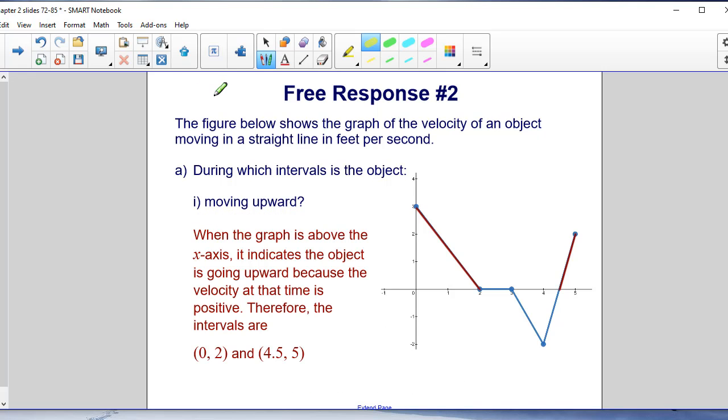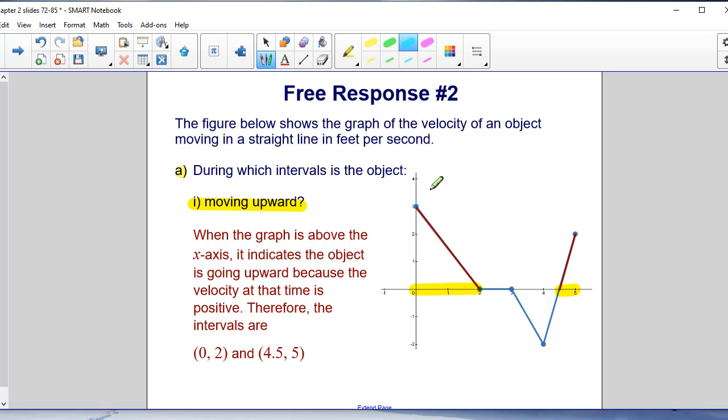Free response question number 2, part A. Number 1, when is the object moving upward? Now recall that velocity has two parts to it, a magnitude and direction. So we are looking at the values when the graph is positive above the x-axis, and that occurs from the x values from 0 to 2, and again from 4.5 to 5.